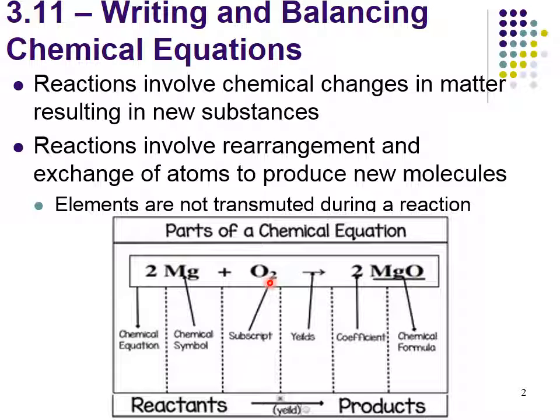So we have to have the same number of atoms on each side. For example, here's 2 oxygens, because of this 2 in front, there's 2 oxygens. There's 2 magnesiums, and there's 2 magnesiums. So this is a balanced chemical equation.